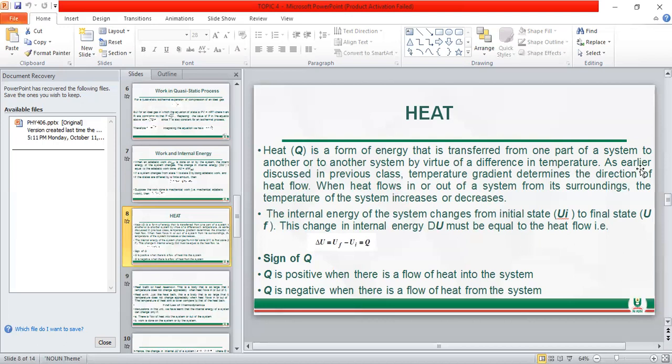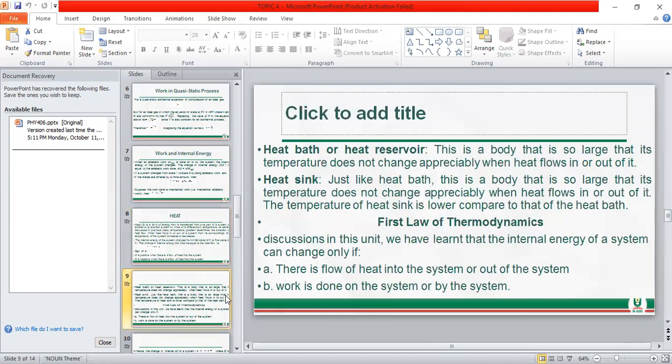Okay, so let's proceed. We have less than 8 minutes. To the next slide. I said it's a heat bath or reservoir. This is a body that is so large, as we described in the first slide, that its temperature does not change appreciably when heat flows in or out of a system. It keeps its temperature, so it does not really change when heat flows in or out of it. So we're talking about a reservoir, a sink. Thank you, sir.